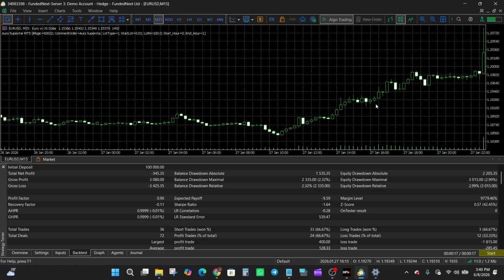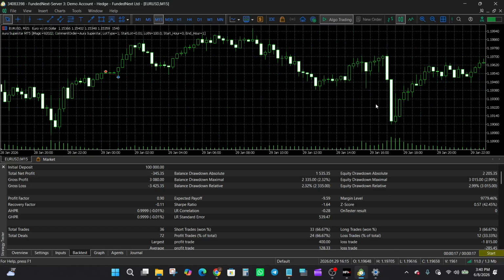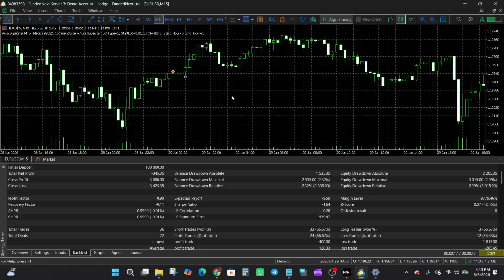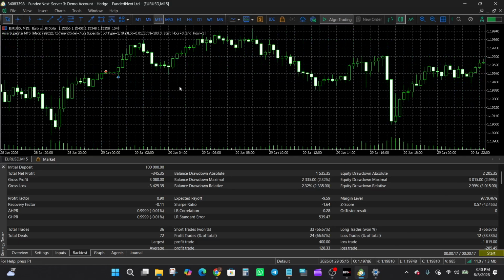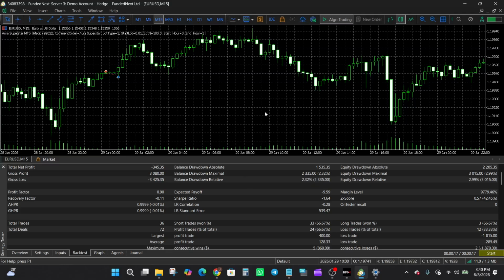So from a behavioral perspective, the system appears to be structured around short-term execution with strict risk control through fixed stop loss and take profit levels. That usually results in more defined trade outcomes rather than open-ended position management. All right, so we can also see that this EA seems to be targeting short-term price activity.